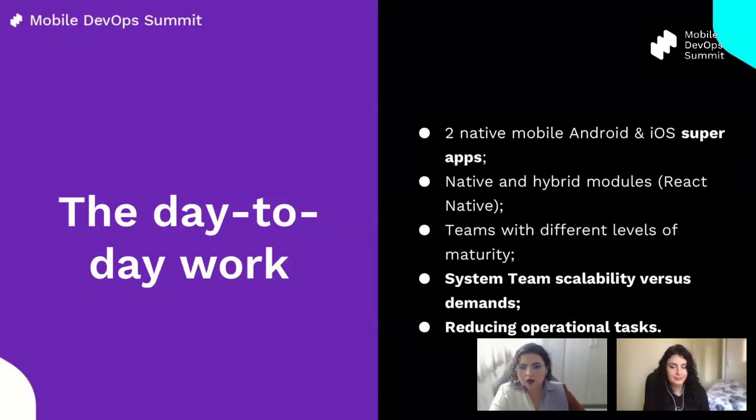Yeah, the complexity of our day-to-day work includes managing CI and CD of 2 native mobile super apps for Android and iOS, with native and hybrid modules, teams at different levels of maturity, and the big issue of system team scalability versus demands. We aim to reduce our operational tasks by automating all the quality gates, since it's important in order to easily scale the operation in a healthy way. By doing so, we also prevent the system team from having to grow to support any other teams.